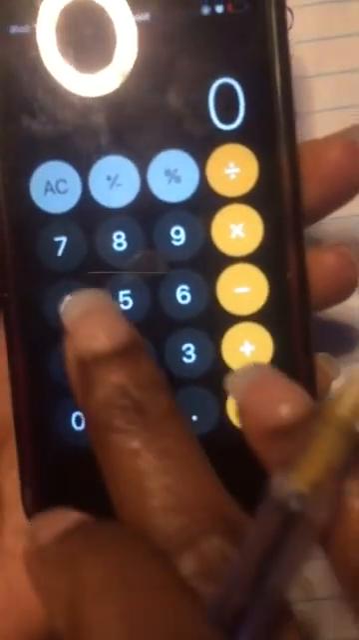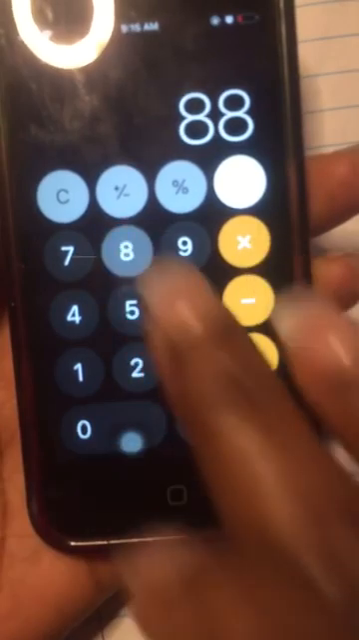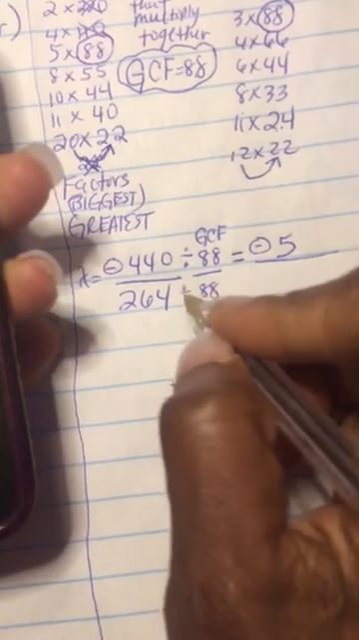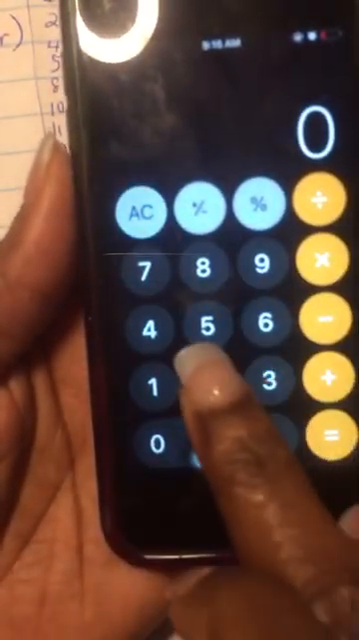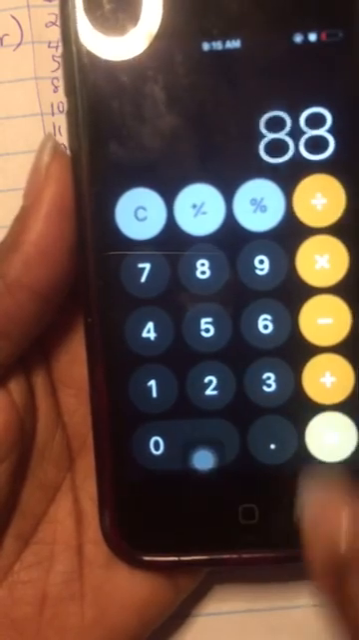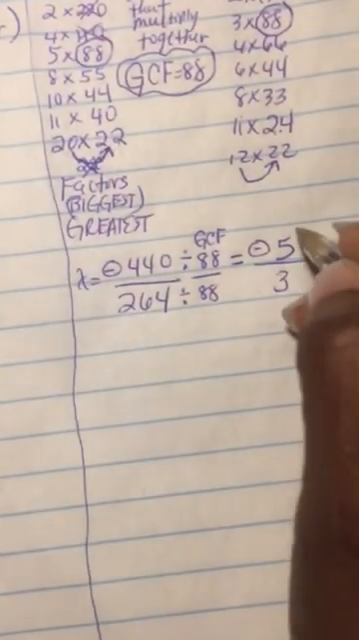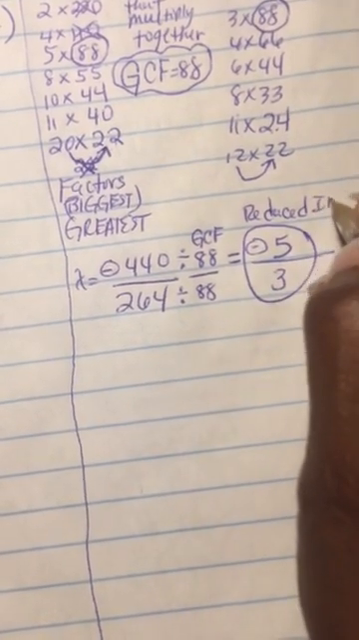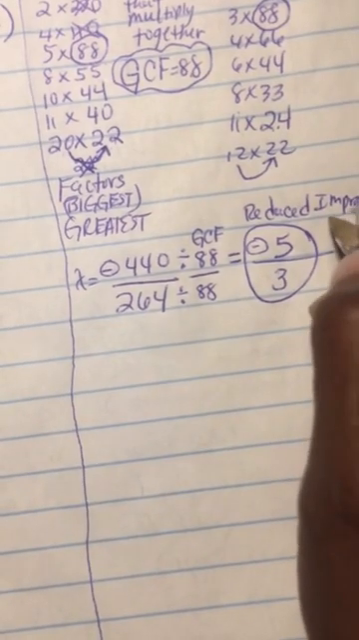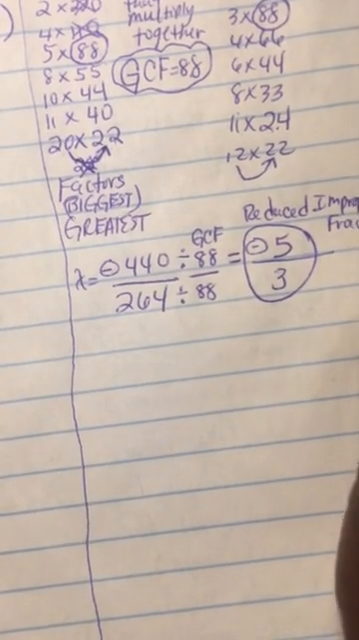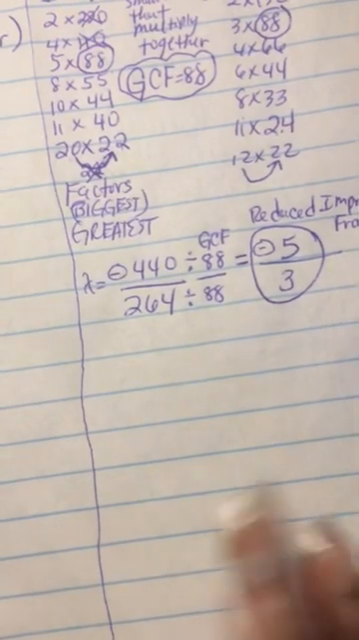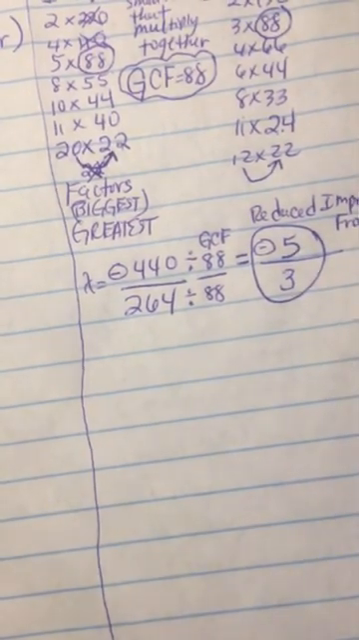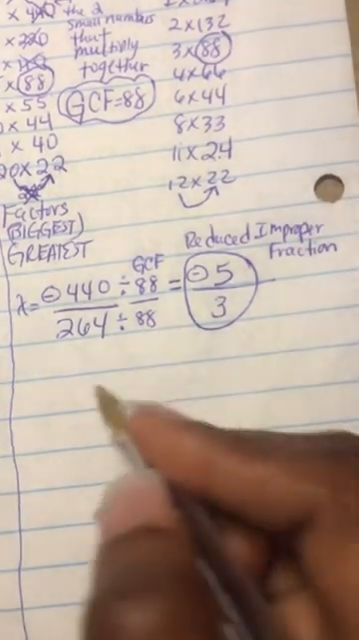So get the calculator and do 440 divided by 88. And that's equal to 5. And do 264 divided by 88. And that's 3. So this is your reduced improper fraction. We're going to take this reduced improper fraction and we're going to change it into a mixed number.